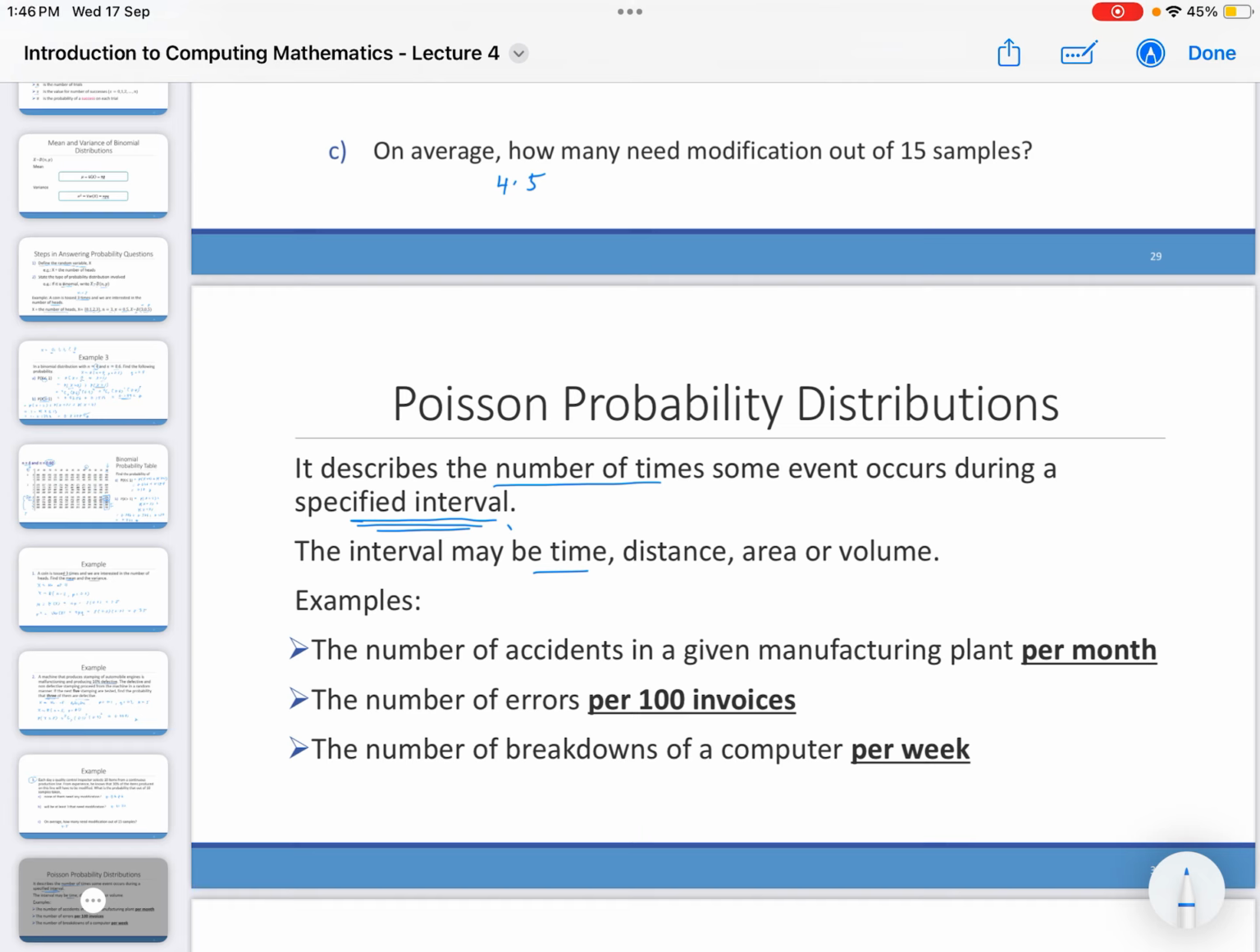It can also be distance, in a kilometer, per meter or anything. Or it can be area or volume. For example, the number of accidents, so basically we count the number of somethings, or the average number of somethings, in a given manufacturing plant per month. So we have the interval per month here. Another example is the number of errors per 100 invoices, or the number of breakdowns of a computer per week. So for Poisson, the interval is very important.